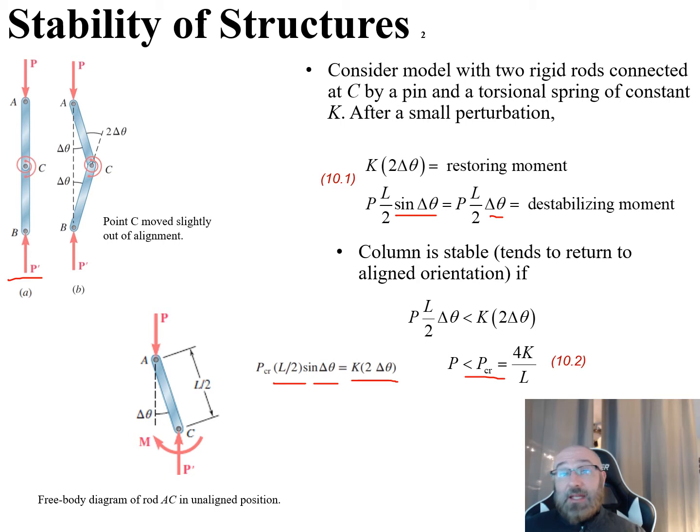So that then leads us to the equation we see here in equation 10.2, where we say P is less than our P sub CR, which is equal to 4 times K over L. And that comes from simply rearranging this relationship here. We divide our 2 back over the other side, see that our delta thetas cancel, and we're left with this relationship right here.